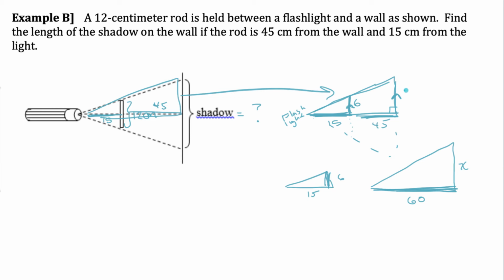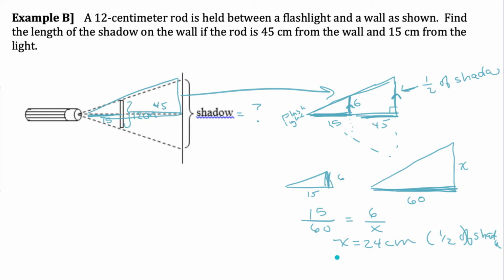In this case, this is only half of my shadow, right? It's half the length of my shadow. So if I find x and then double it, then I have the whole length of my shadow, right? So I can set this up: 15 over 60 equals 6 over x. So x is 24 centimeters, but keeping in mind that that's only half of my shadow, I need to multiply that by 2, right? So 24 times 2 is going to give me 48 centimeters for my whole shadow.